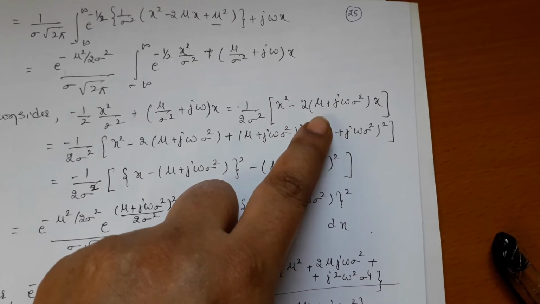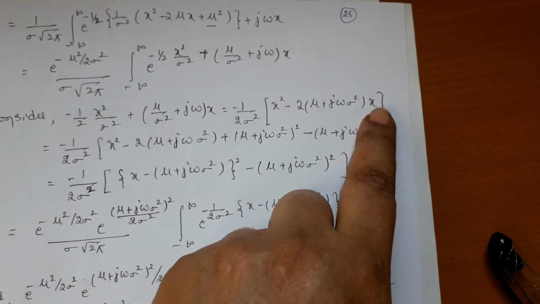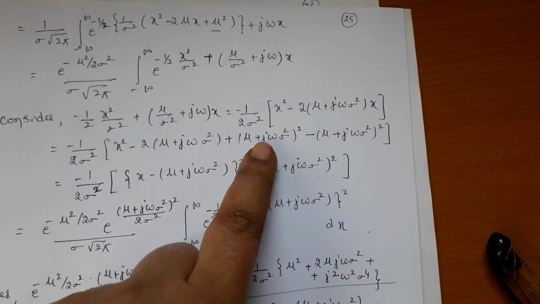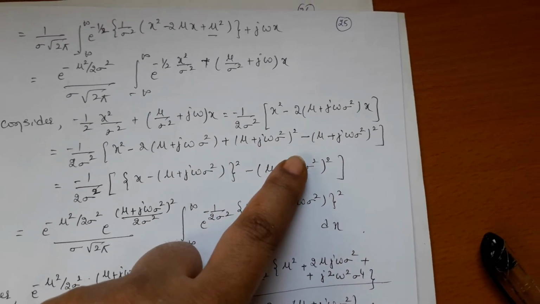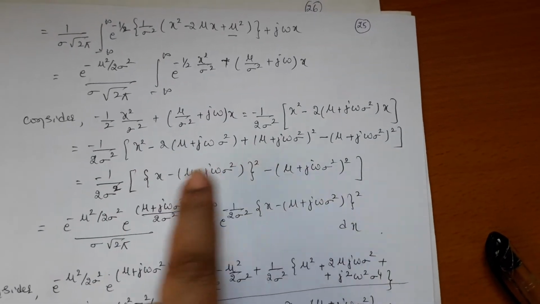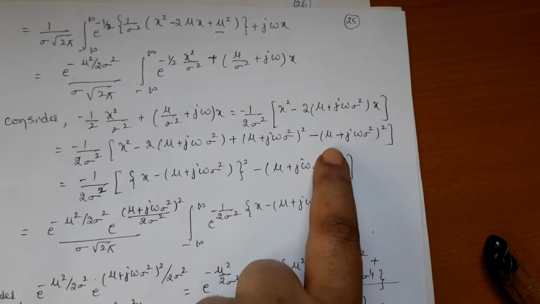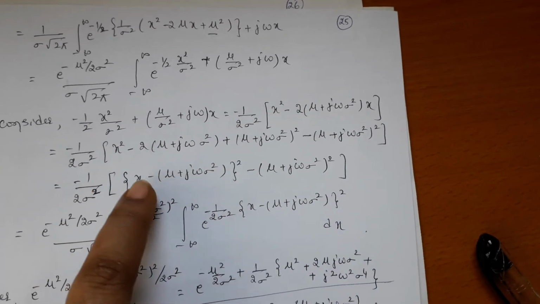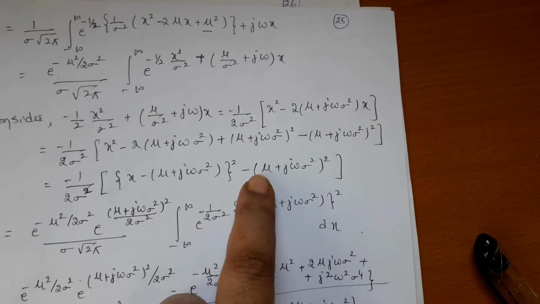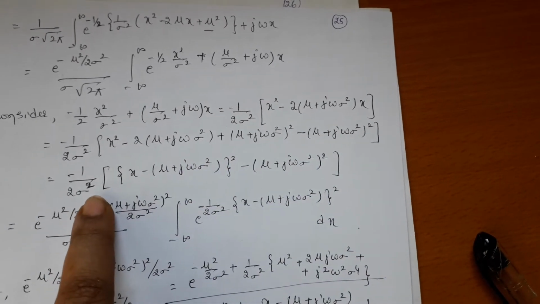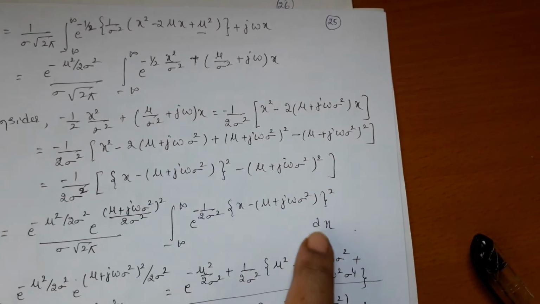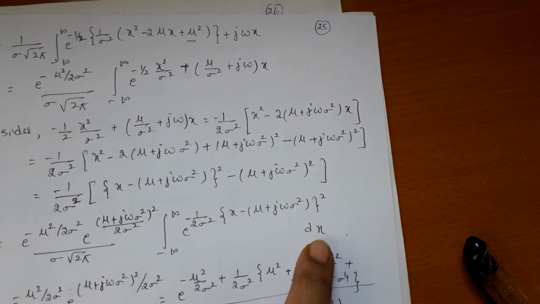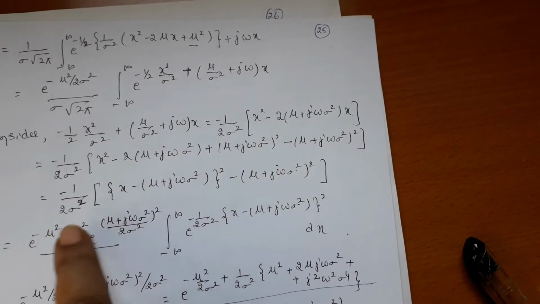a square minus 2ab. This is a, this is b. Therefore, add and subtract b square, that is mu plus j omega sigma square whole square. Group these three terms, that is a minus b whole square, minus of this. Now, while multiplying minus into minus plus, we get the whole square divided by 2 sigma square. That is constant with respect to x, so I'll keep it outside.